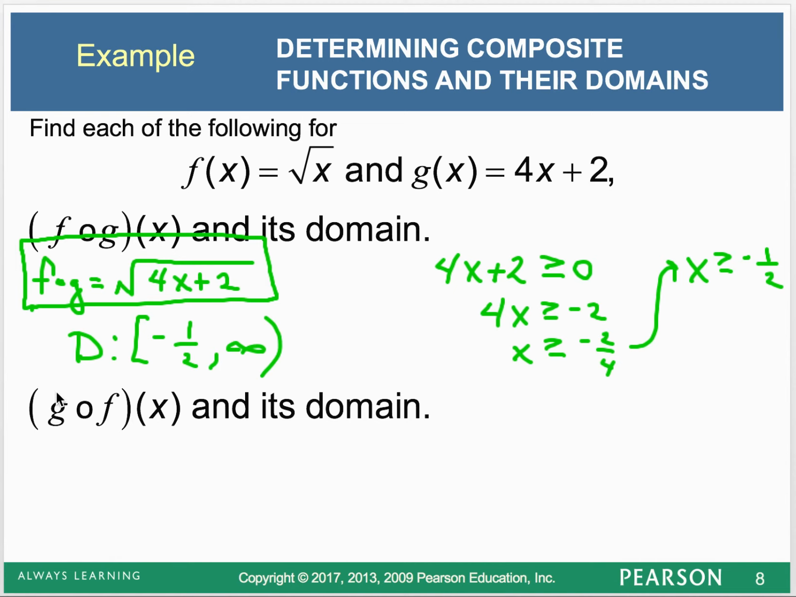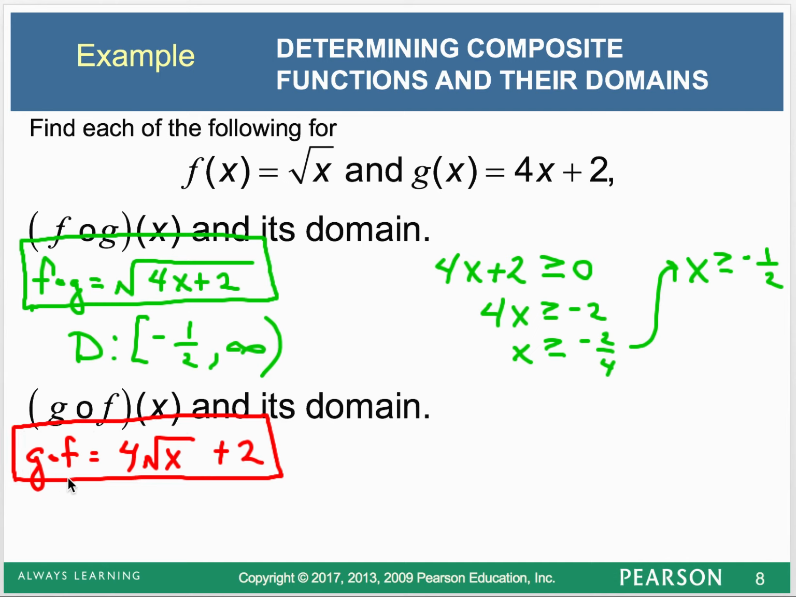Okay, if I'm doing g of f, I'm going to start with g, and then I'm going to plug f in. So g of f is, let's see, 4, but instead of x, I've got square root of x, and then plus 2. Again, there's no simplifying, so I'm finished.